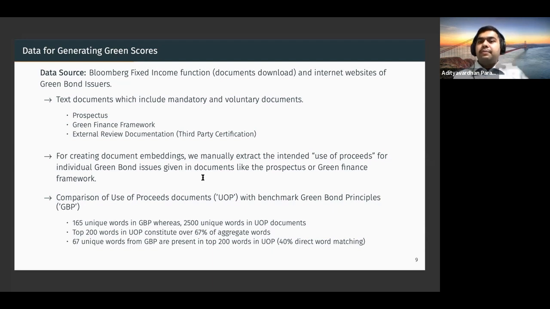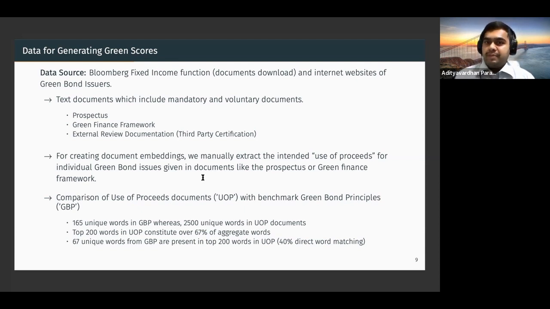For creating document embeddings, we primarily use the prospectus and the green finance framework, from where we have extracted the use of proceeds, or the intended use of proceeds, of green bonds, where the issuers have stated the type of projects or areas where they are going to invest from the proceeds of the bonds. A general comparison of the use of proceeds documents with our benchmark shows that there are around 165 unique words in the green bond principles, whereas there are around 2,500 unique words in the UOP documents.